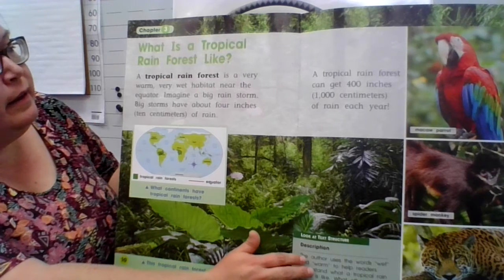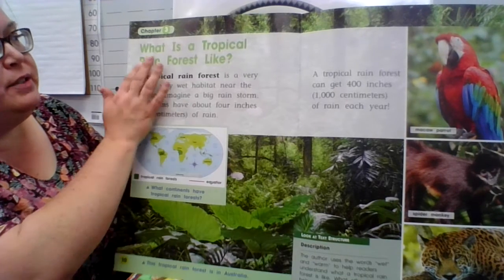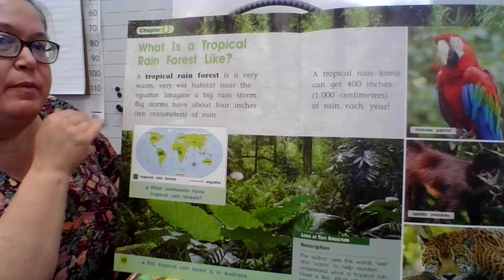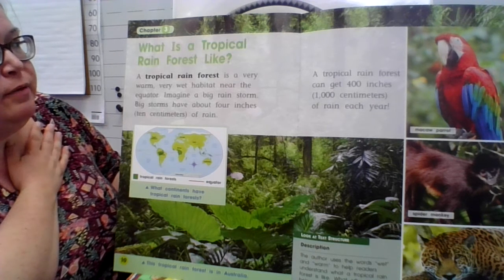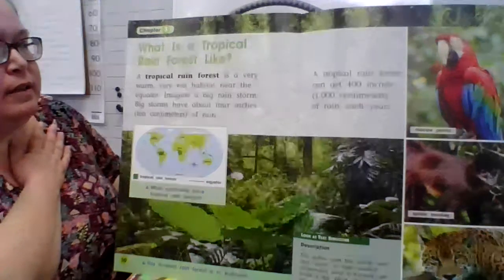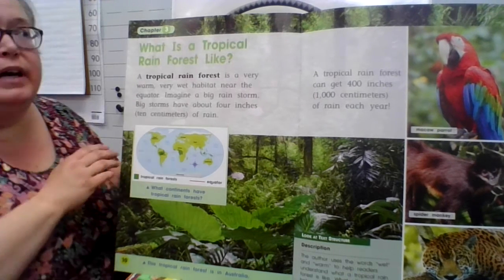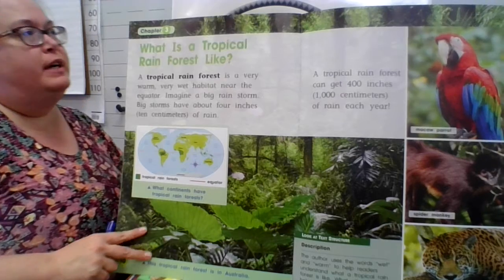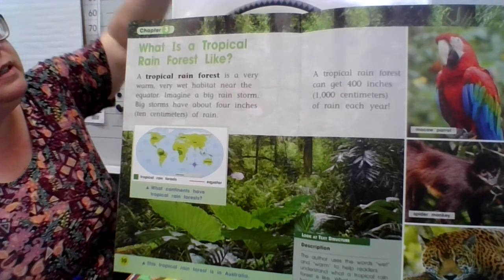I think we want to answer this for our main idea, just like we have in the previous chapters. What is a tropical rainforest like? A tropical rainforest is a warm and wet habitat, okay? And just like yesterday, I wrote that down for us.